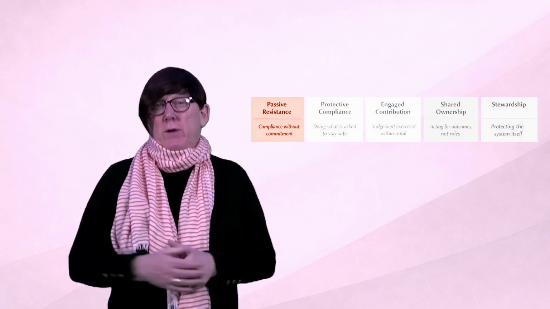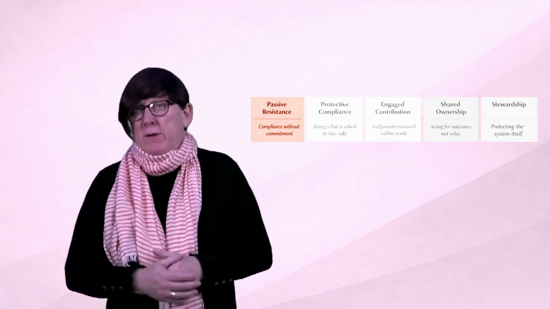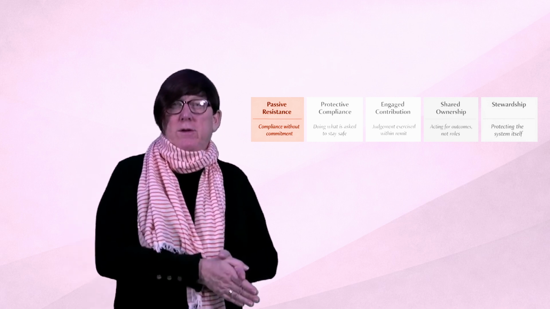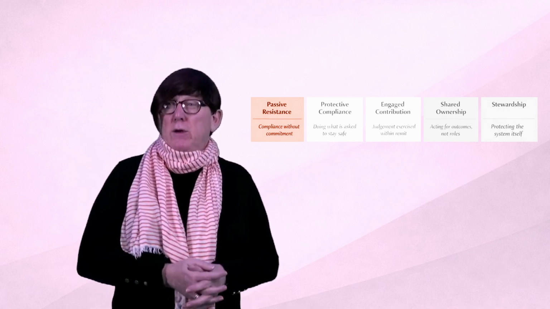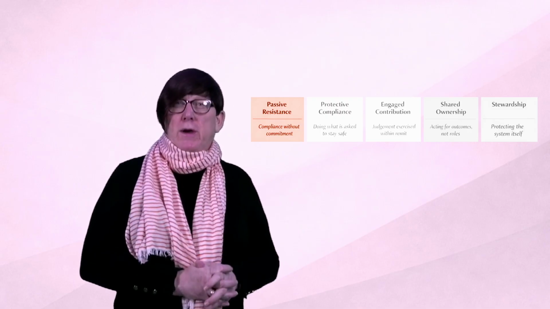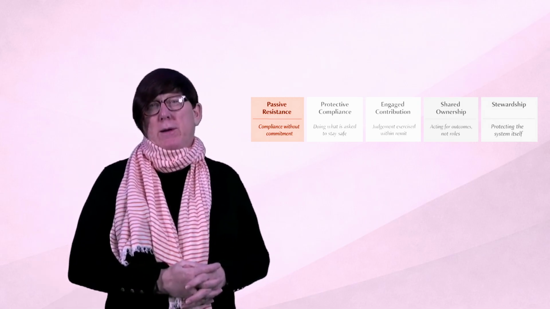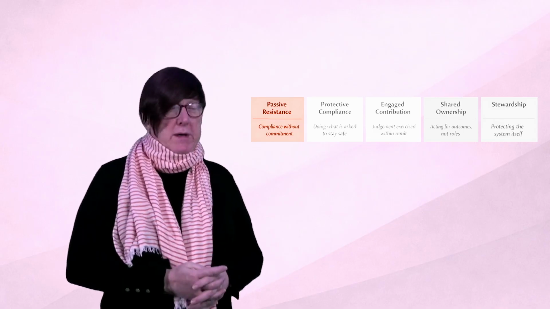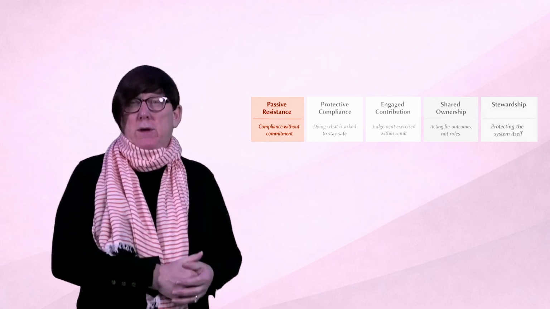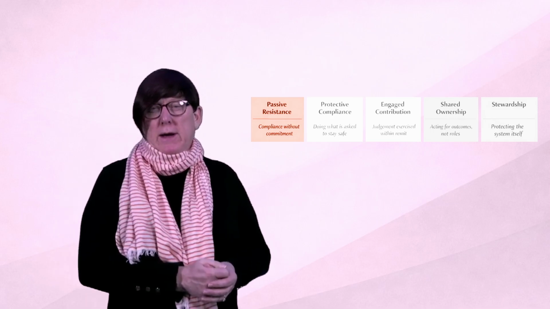The first stage that we're going to talk about is this idea of passive resistance. We know that there's such a thing as active resistance, but for now, we're going to dismiss it because active resistance is fairly obvious and it's something that you should be addressing if you're not already. Passive resistance, as you can see from the graphic, is very much about compliance without commitment. This is where somebody is just going along, doing what they're told to do with no engagement, no sense of ownership.